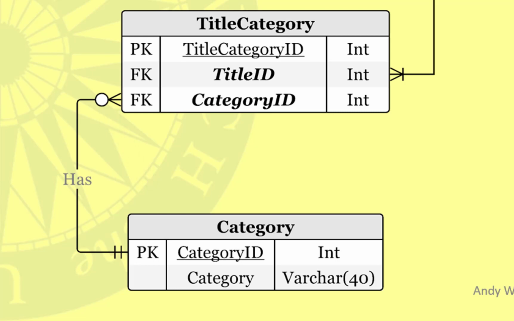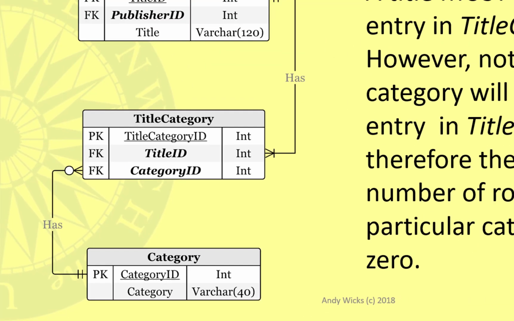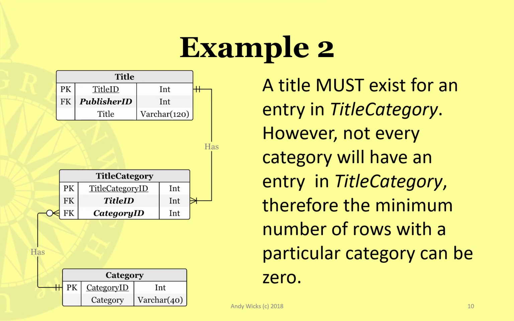So category to title category would have a 0 on the end, or an optional. A title must exist for an entry in title category. However, not every category will have an entry in title category. Therefore, the minimum number of rows with a particular category can be 0. I hope that clarifies this a bit.